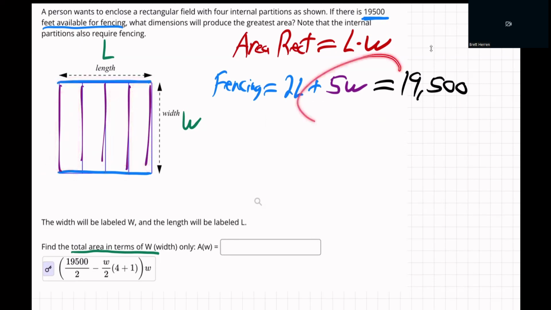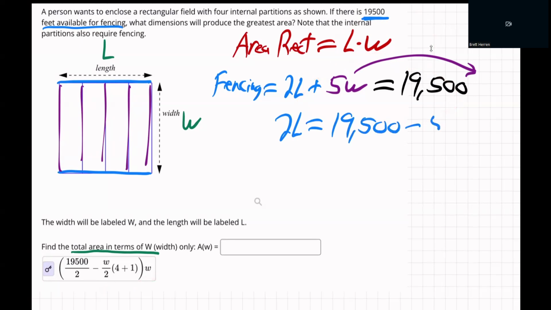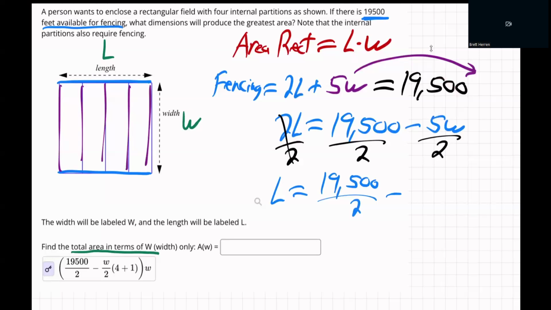So I'm going to use this equation to plug into the area equation. Now I want it in terms of W only, so I can plug in for L. So let's solve for L. Let's bounce this guy to the other side. So we'll get 2L is 19,500 minus 5W, divided by 2. And boom, we get L is 19,500 minus 5W over 2.